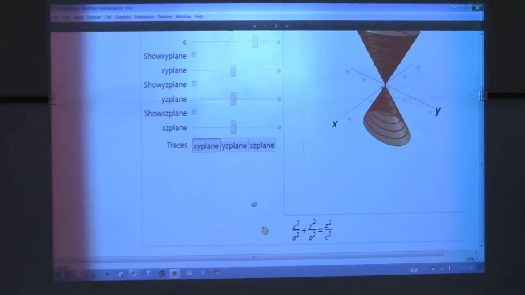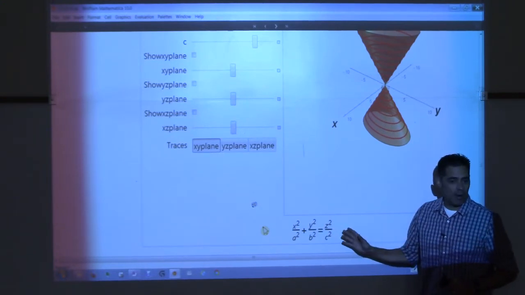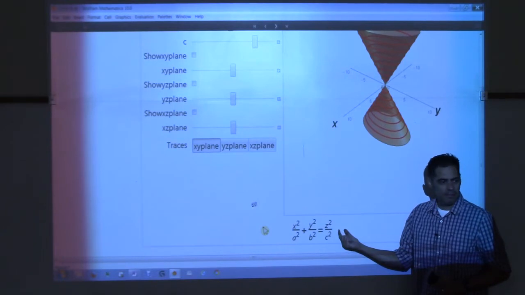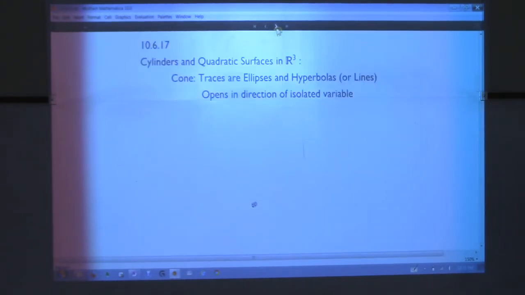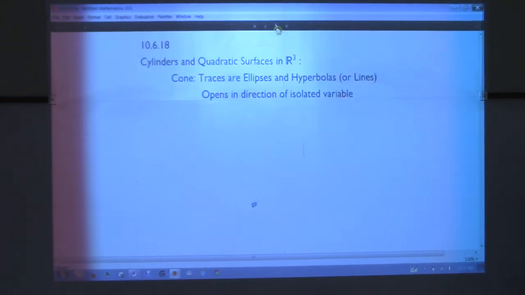Equation of a cone. All three variables appear. All three of them are squared. Two of them are being added. The other one's on the other side, right? What's going to happen is eventually we're going to just give you an equation. You're going to have to manipulate it and turn it into one of these and then say what it is. Well, it won't be that bad. All right, cones. So here's just cones opening up different axes.